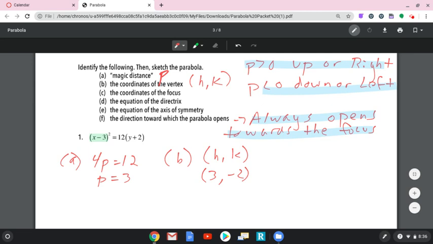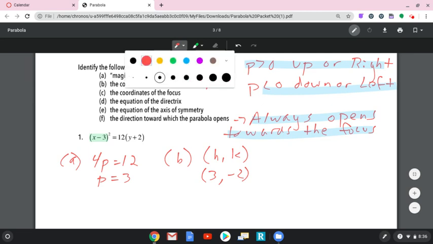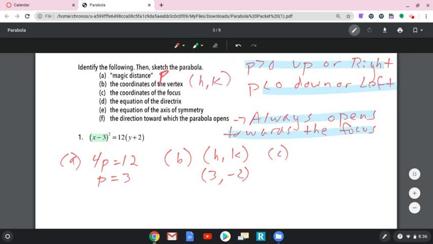Now, because this opened, in this case, we said it opened up. It's going to open up or down. We know we have to follow the equation for the focus for up or down. So if I take a look at this and they want my focus for C, the equation for that focus would be H, comma, K plus P. So let's look at that. H is 3, K is negative 2, and I'm adding my magic distance of 3. So it's going to be 3, 1.